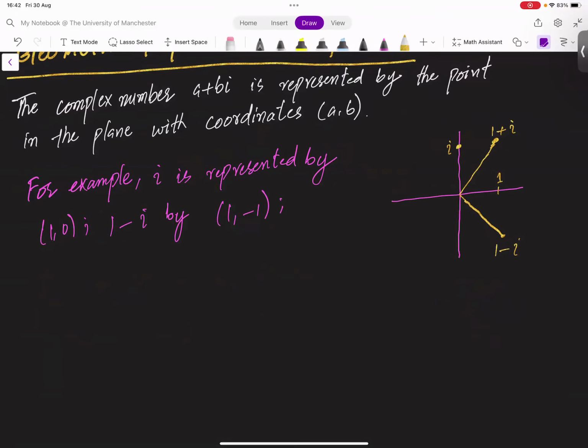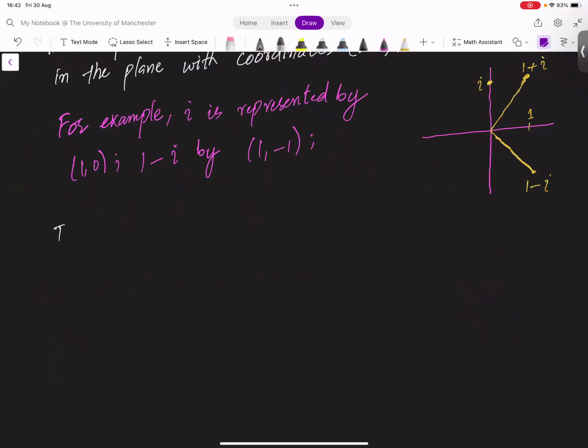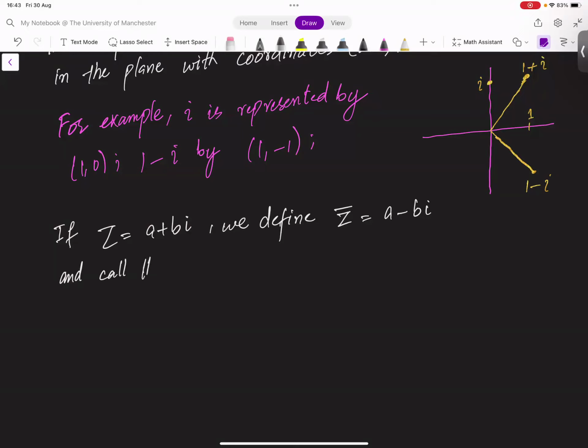Now if z is a plus b iota, we define z bar as a minus b iota, and call this the complex conjugate of z.